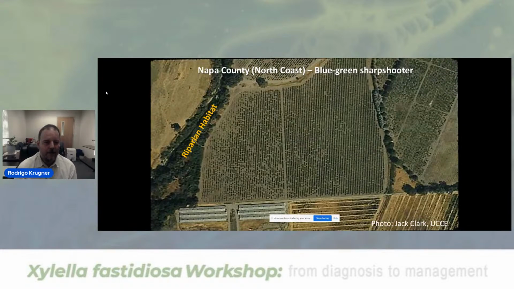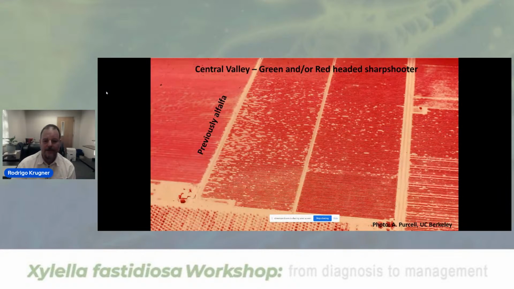This is a classic photo from Northern California. So that's blue-green sharpshooter territory. They go into these riparian habitats, and then in the spring they start moving into the vineyard. So all these empty spots that you see in the vineyard, those are all grapevines that were removed due to Pierce disease.